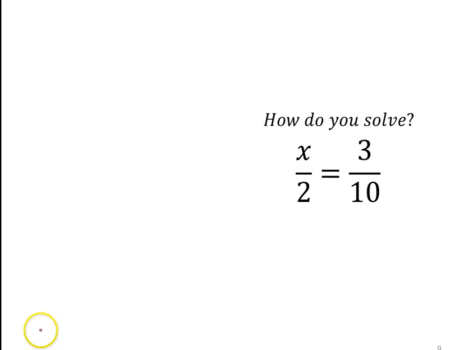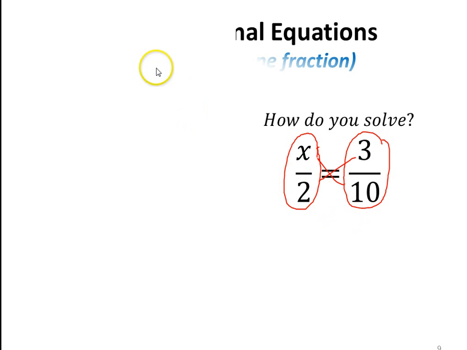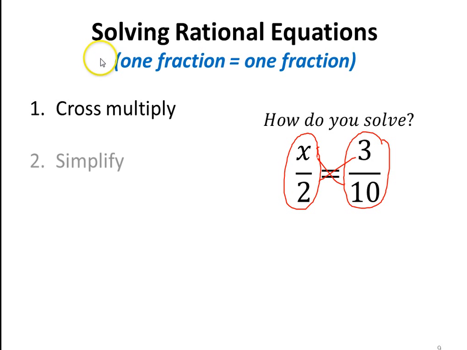Now, switching types. How would you solve this question? X over 2 equals 3 over 10. Algebra 1, do you remember? How do you solve? If you have a fraction equals a fraction, you cross multiply. But the key here is you can only cross multiply when you have one fraction on each side. That's the only time. Okay, so that's the second kind of questions we're going to have.